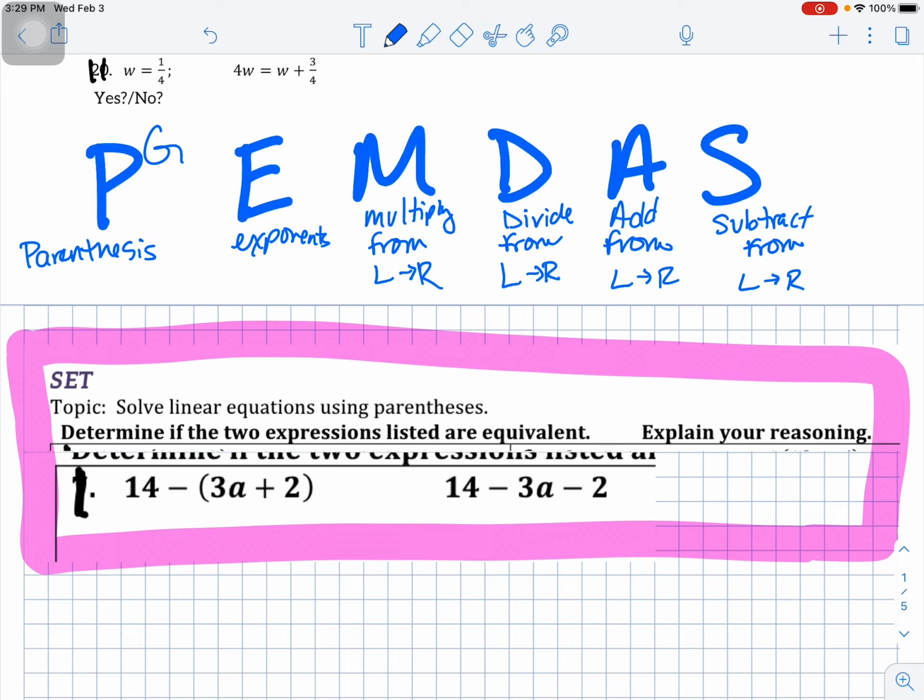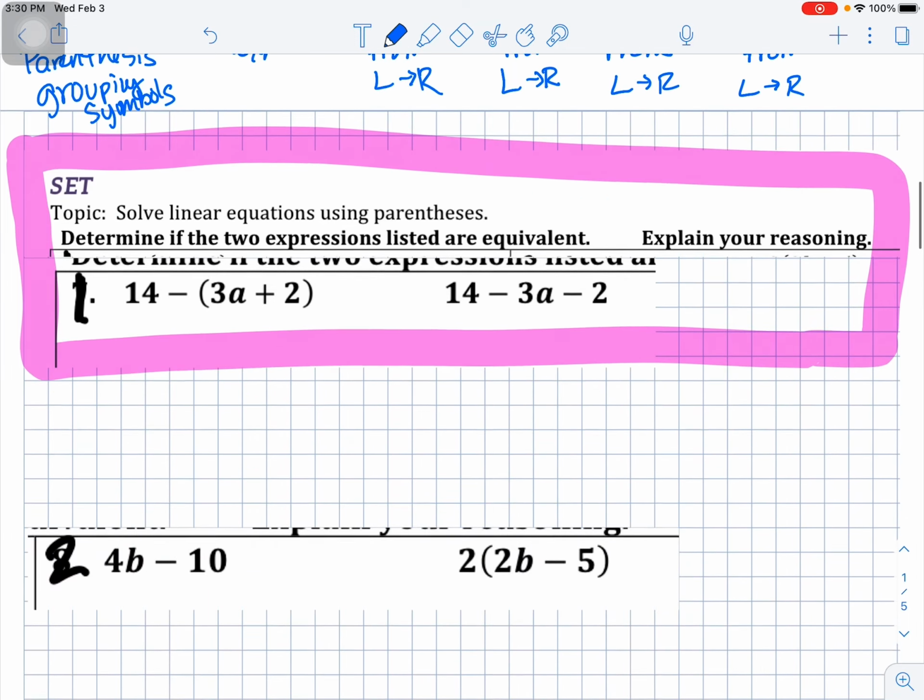So first you want to do parentheses or grouping symbols, which includes fraction bars. And then once you've gotten rid of those parentheses or those grouping symbols, then you can do exponents. And then you want to do multiplication from left to right, division from left to right, addition from left to right, and subtraction from left to right. So we're going to kind of use that as our checklist.